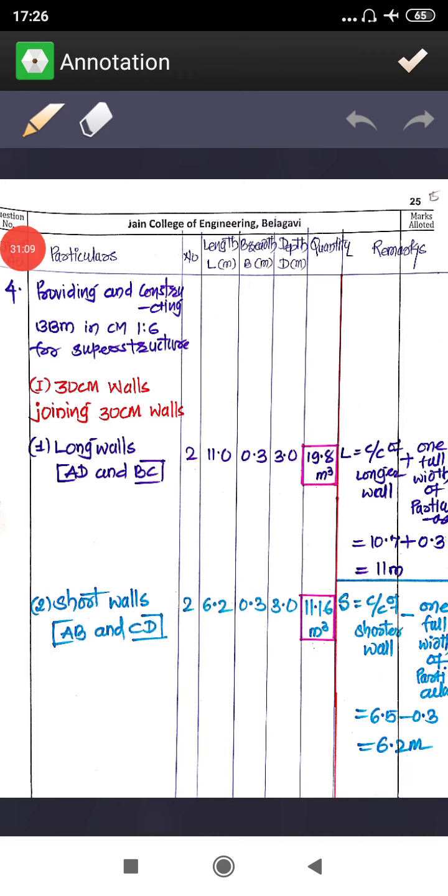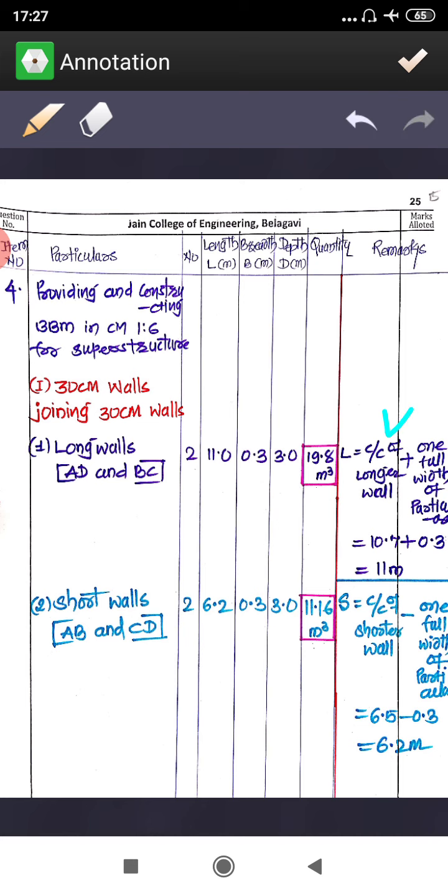Now this is a very important item that we are going to solve here: providing and constructing BBM in cement mortar 1:6 for superstructure. Again I have divided it the same way: 30 centimeter wall joining 30 centimeter as a separate section, 20 centimeter wall joining 30 centimeter as a separate section, and 20 centimeter wall joining 20 centimeter as a separate section.